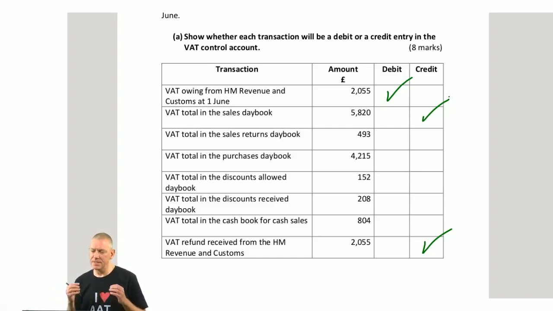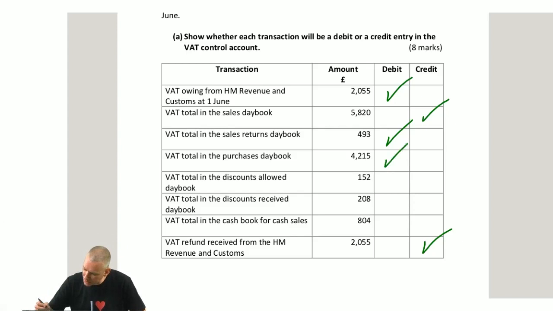The VAT in the sales returns day book is reverse sales, so it has the opposite sign. The VAT in the purchases day book, paid purchases are the opposite to sales, so it has the opposite sign to sales. The total in the discounts allowed, we'll use the word allowed to work out that this is a relationship with our customers. If we are allowing our customers a discount, then we are reducing the invoice that we're sending them. If we're reducing the invoice that we're sending them, then it is the opposite of a sale, so it's on the opposite side.